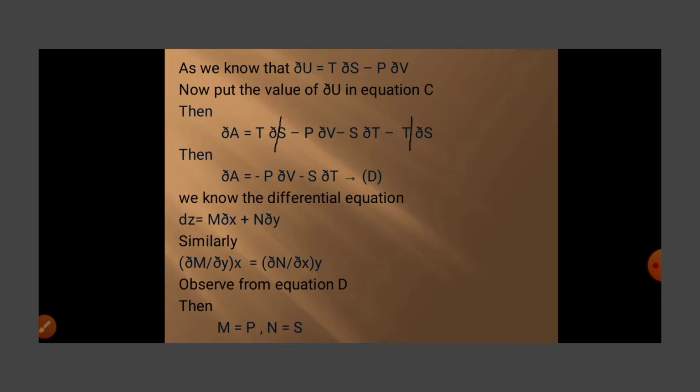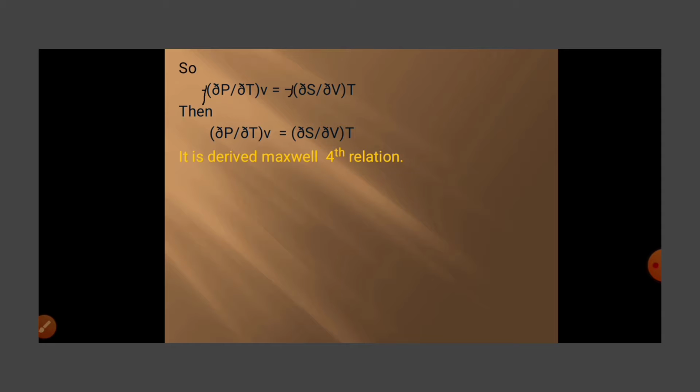If we look at equation D, it is similar to the differential equation. So what is our differential equation? dz is equal to M dx plus N dy. So the differential equation can be written in the form of ∂M/∂y at a constant x equal to ∂N/∂x at a constant y. So if we observe equation D, our M will be minus P and our N will be minus S. So by applying the concept, ∂P/∂T at a constant V equal to ∂S/∂V at a constant T.